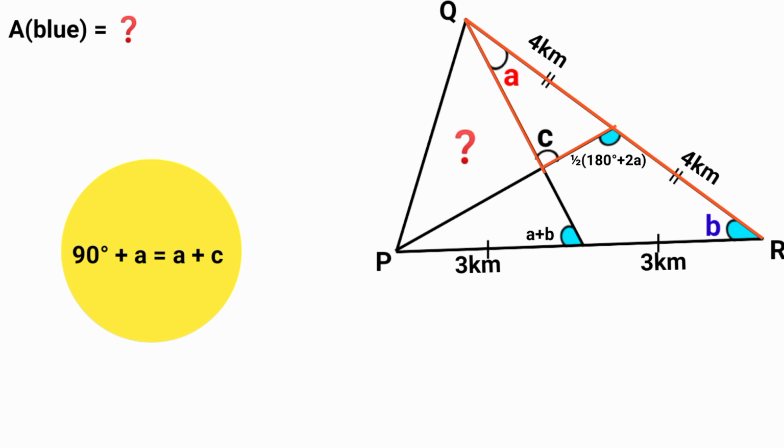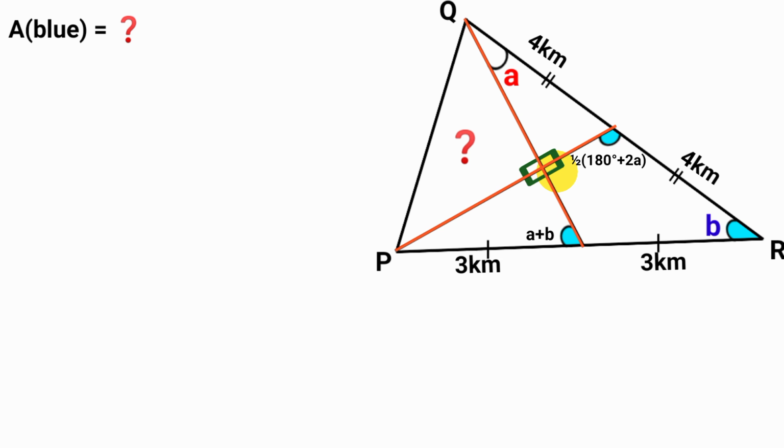Subtract a from both sides. Here a minus a is 0, and here a minus a is also 0. So 90 degrees equal to c, meaning c equal to 90 degrees. That is, this angle here is 90 degrees, meaning it is a right angle. The right angle shows that this line and this line are intersecting each other at right angles. So this angle, this and this are also right angles.